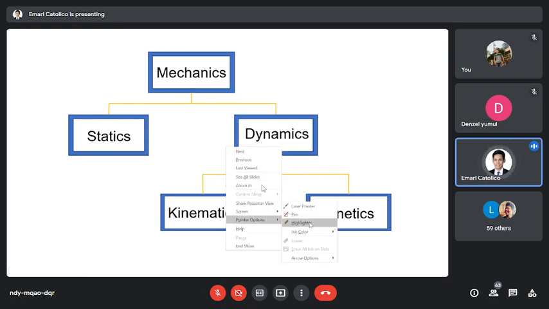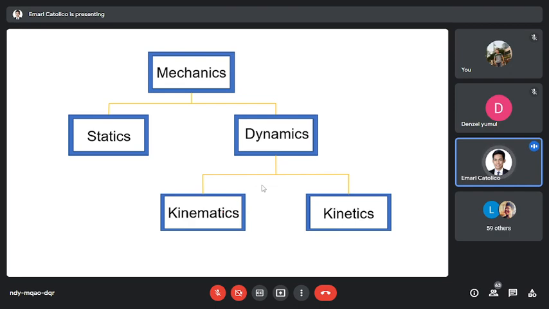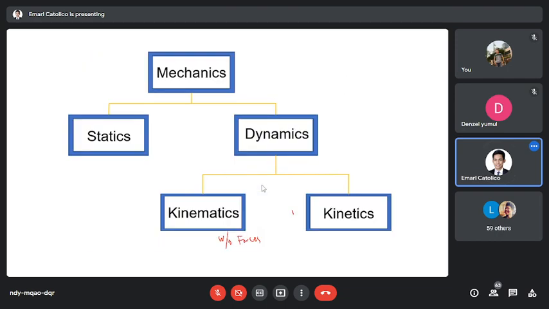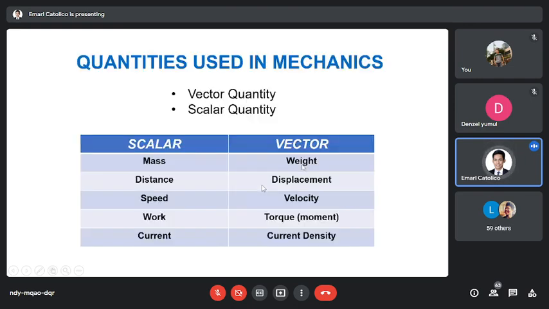Okay? So ang ating dynamics is subdivided into two parts. We have kinematics and kinetics. Okay? Pag sinabing kinematics, it is the study of motion without forces. Saan ba pwedeng magsulat? So kinematics is the study of motion without forces. Then pag sinabing kinetics, it is the study of forces and their effects in acceleration.